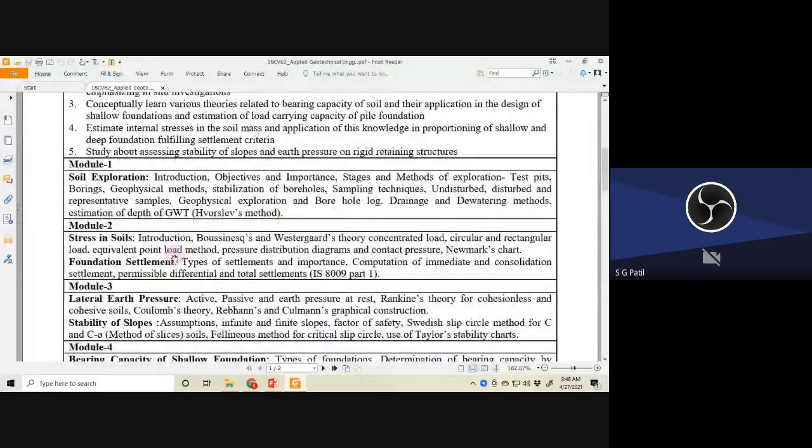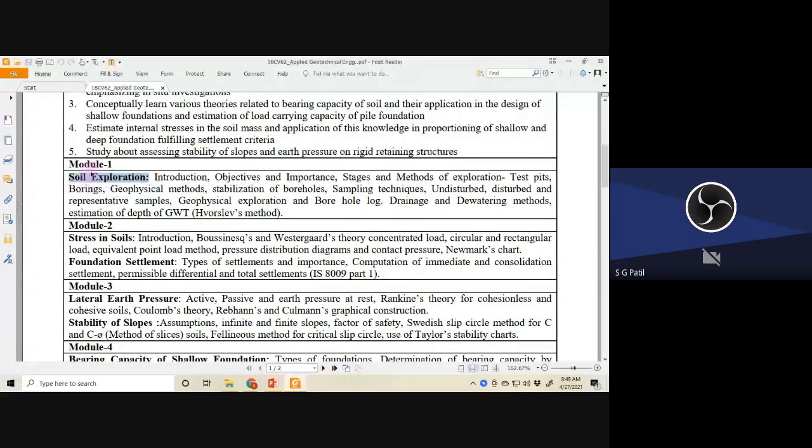It consists of 5 modules. Module 1 deals with soil exploration. In soil exploration, before constructing any structure, first of all, we should know thoroughly what type of soil is present below your intended structure. Suppose you have a 2-story or 3-story building; before planning or designing your structure, the first and foremost thing is to explore the soil present below the intended structure.